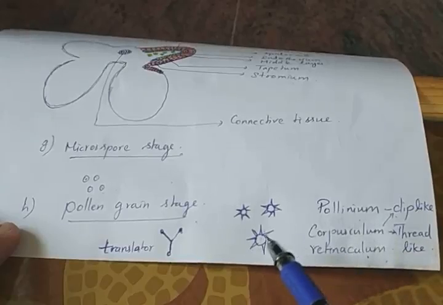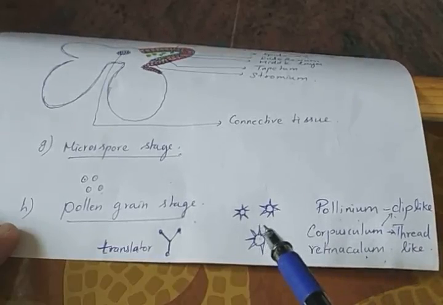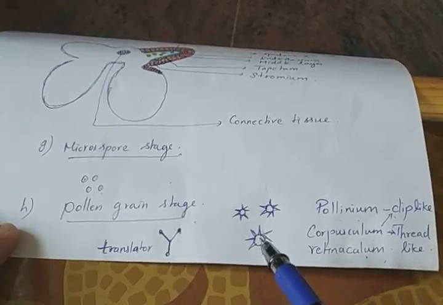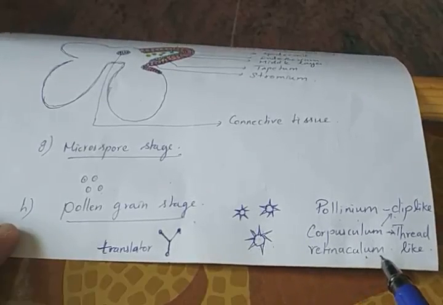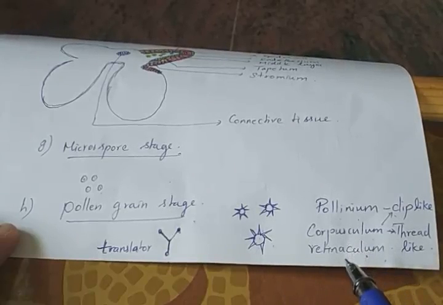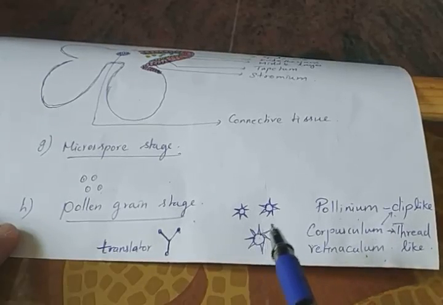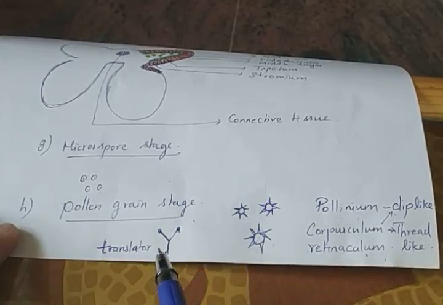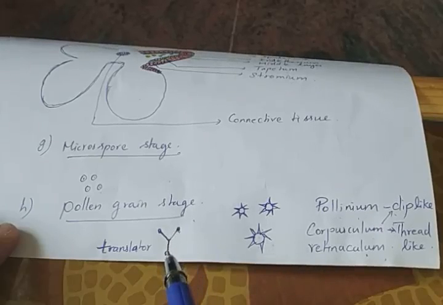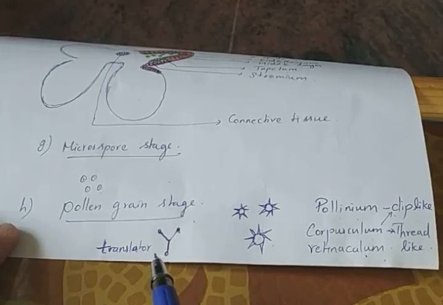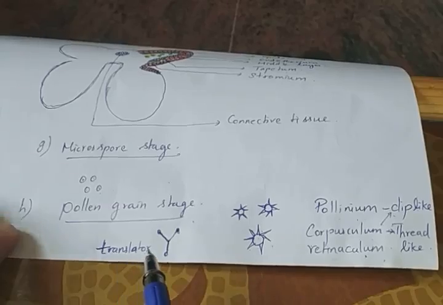The pollinium contains a clip-like structure that we call the corpusculum. From the clip, a thread-like structure is attached to each pollen grain, which we call the retinaculum. So the corpusculum and retinaculum constitute the pollinium. When you see the 3 pollen grains in a cluster, it looks like the English letter Y. This arrangement is called the translator.